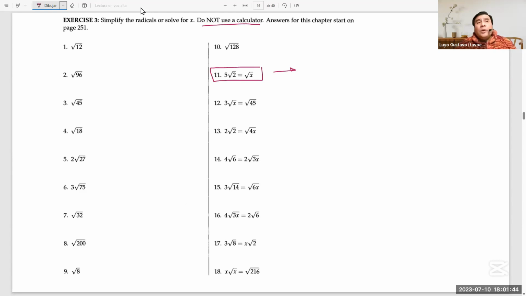If you take squares on both sides, that is to say this would be x. Yes, Fabiana, 50 is the right answer. So you can see, the square of 5 is 25. The square of the square root of 2 is just 2. So 25 times 2, that is the value of x, 50. Okay, no problem.